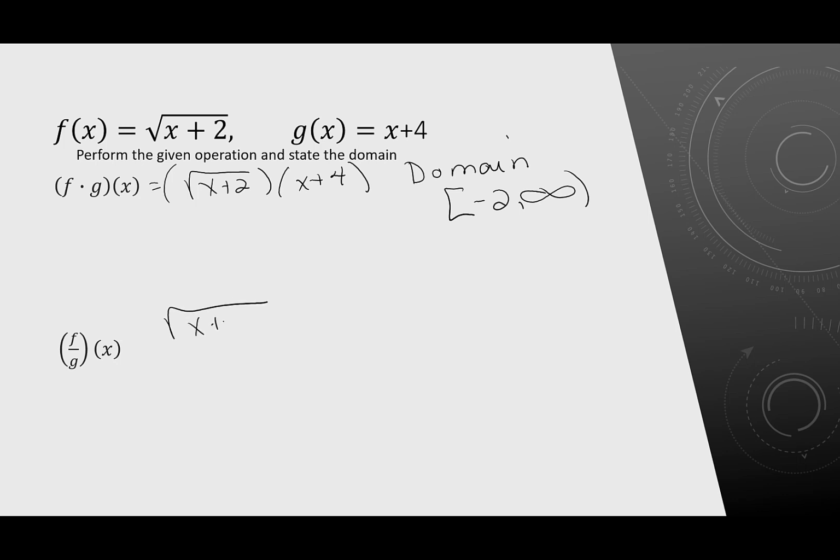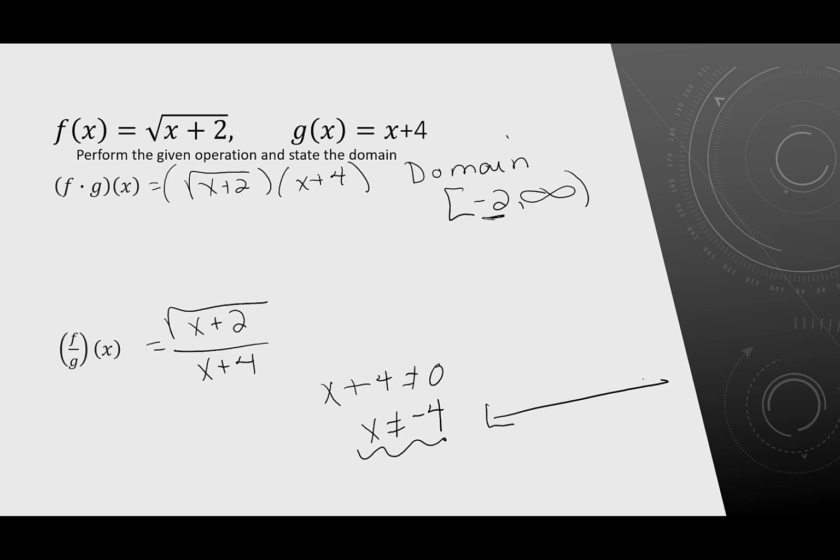And then when I do division, I have the square root of x plus 2 over x plus 4. Now this time I do want to think about the x plus 4 in the denominator, and I think that x plus 4 cannot be 0, so x can't be negative 4. What happens though is negative 4 is less than this negative 2. If you think about what did we have already, we had negative 2 to infinity. This negative 4 over on the left doesn't change anything. It wasn't included anyway, so we don't have to worry about that this time. So I still have negative 2 to infinity as my domain.